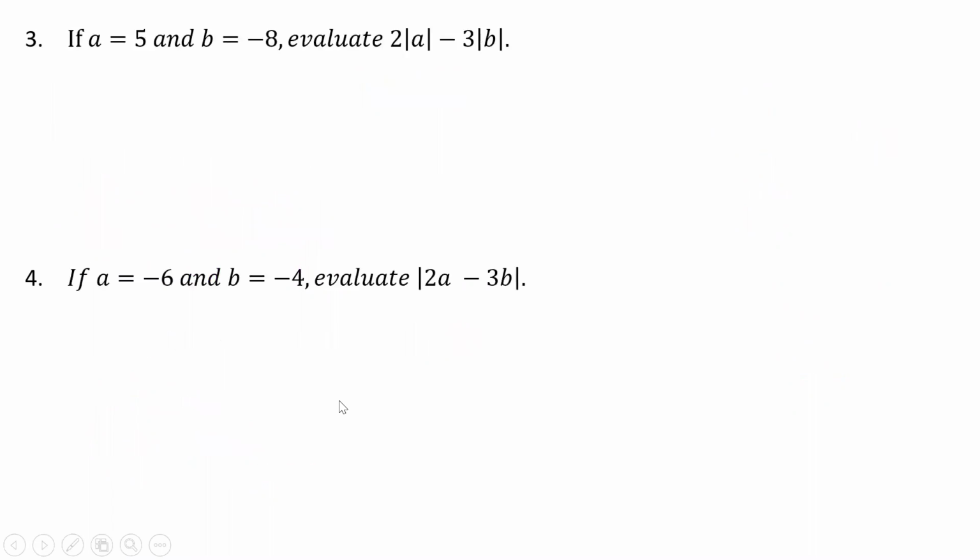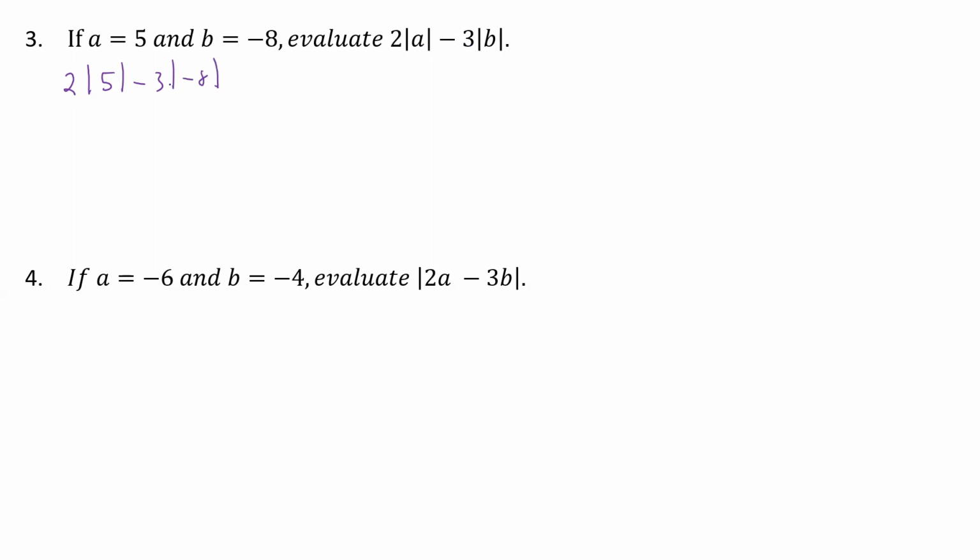All right, what about this one? We have a is 5, b is -8, and our expression is 2 times the absolute value of a minus 3 times the absolute value of b. Well, 2 minus 3.